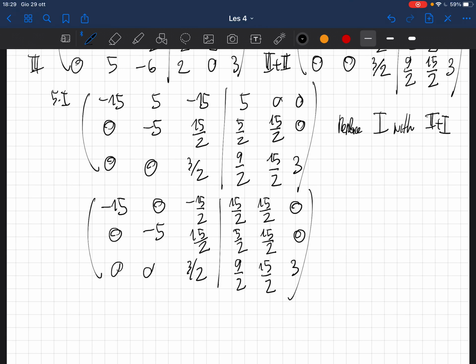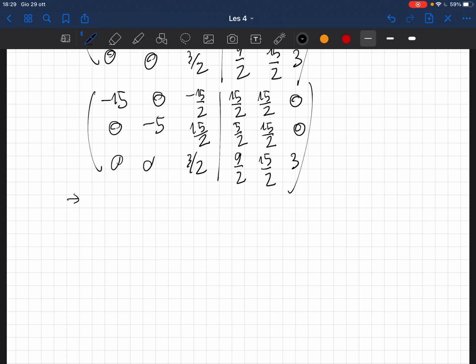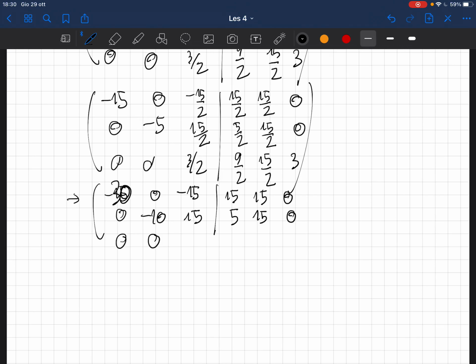We are not done yet. What should we do now? First, let's just remove the fractions, multiplying accordingly. So this is minus 15, 15, 15, 0. That's wrong. Okay. 0 minus 10, 15, 5, 15, 0, 0, 0, 3, 9, 15, 6. This is it. And okay, then. Okay, very good.